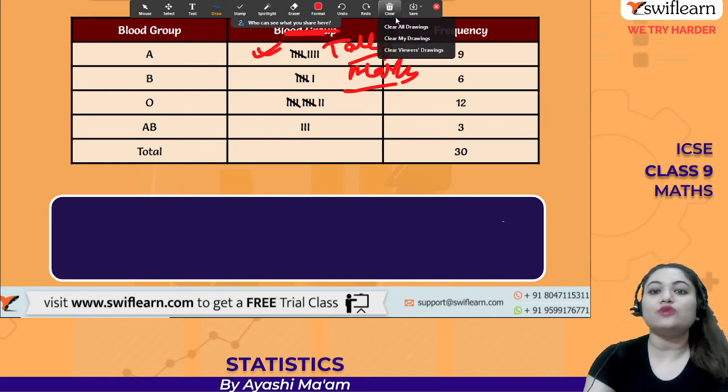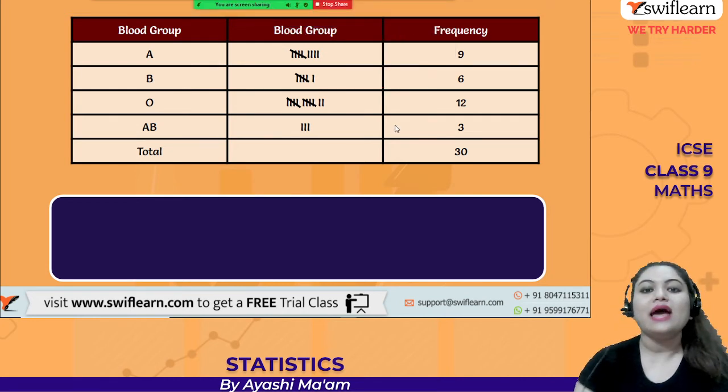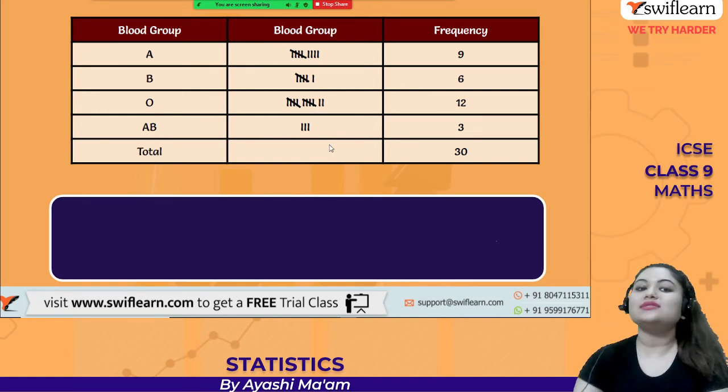So what is the conclusion according to our question? You can definitely see that blood group O is the most common blood group, and which one is the rare blood group?